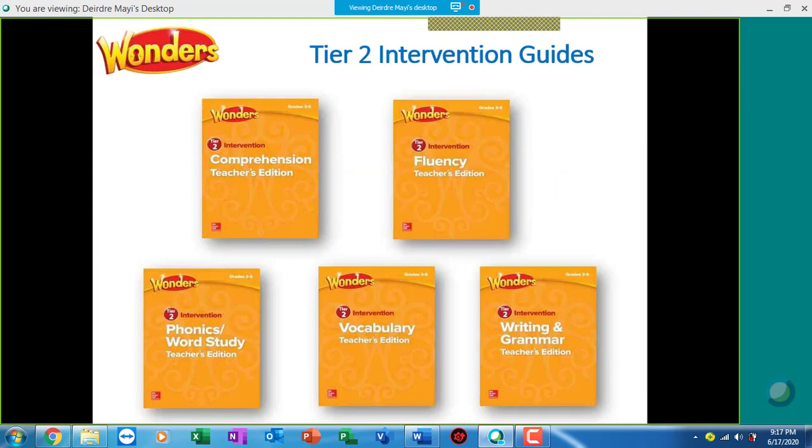So we digitally placed Tier 2 intervention guides online for you. They cover comprehension, fluency, phonics, vocabulary, and writing and grammar. So you're able to go into these manuals and find not only fully fleshed out gradual release lesson plans, but you also have black line masters that you can use to give your students practice. So we wanted you to have more Tier 2 resources, and so this is where they reside.